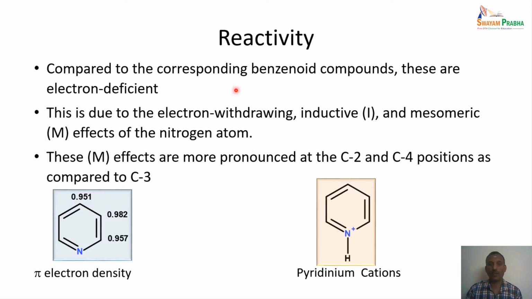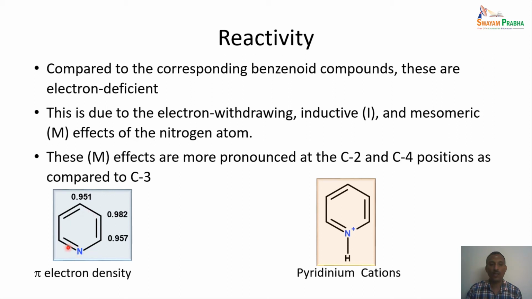Then let us look at reactions of pyridine. In reactivity, we are comparing to the corresponding benzenoid compounds. These are basically electron deficient. The electron deficiency arises because of the electron withdrawing nature, that is the inductive and the mesomeric effect of the nitrogen atom, because there is a nitrogen atom present here. So, due to which it is an electronegative atom, it pulls the electron towards itself.